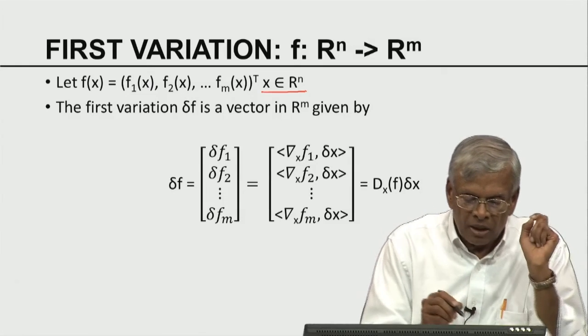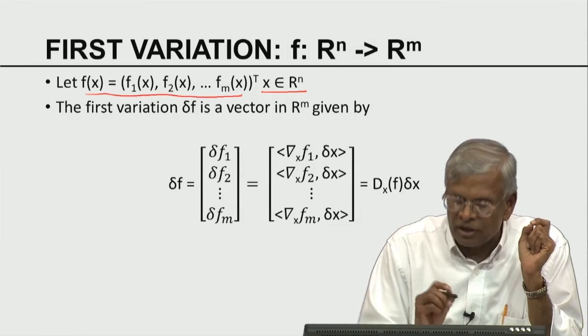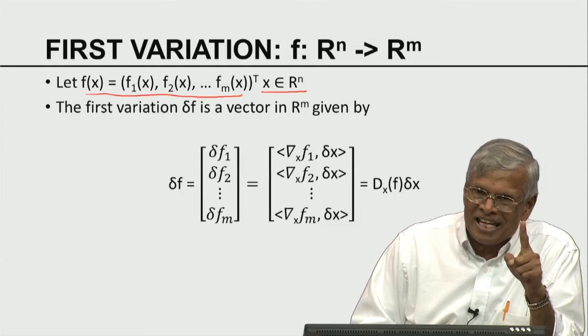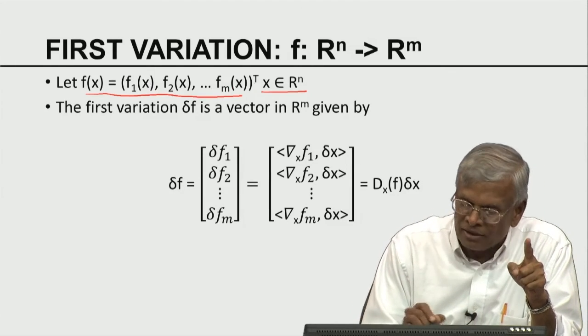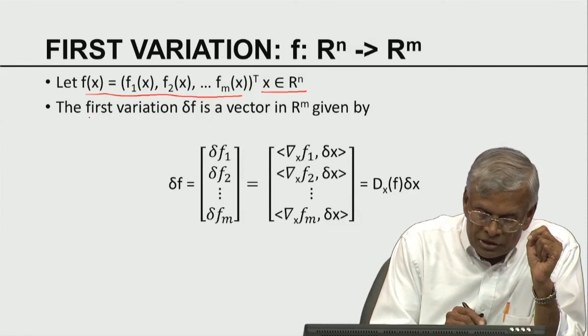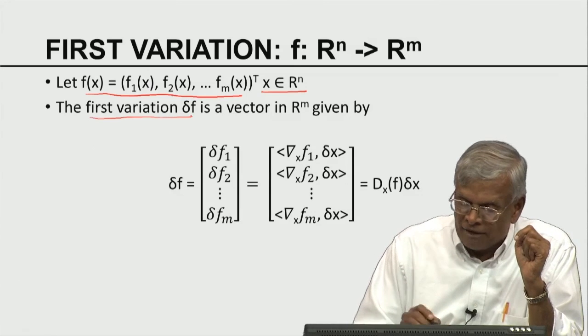That's correct. X is in Rn. F is a vector of size m, so f is an m-vector, and x is an n-vector. I am now going to be concerned with the first variation of delta f.